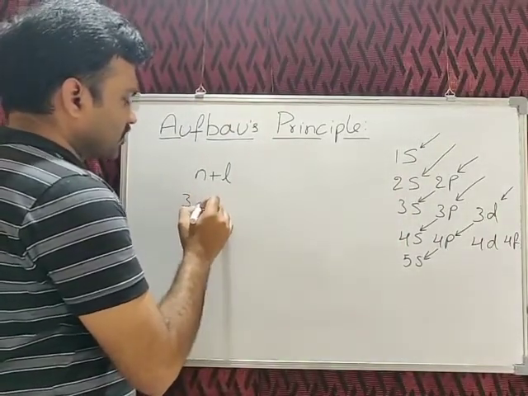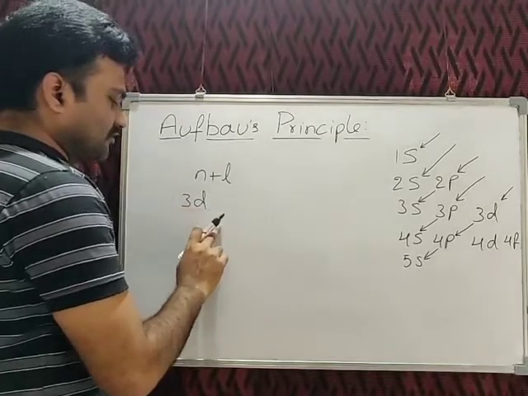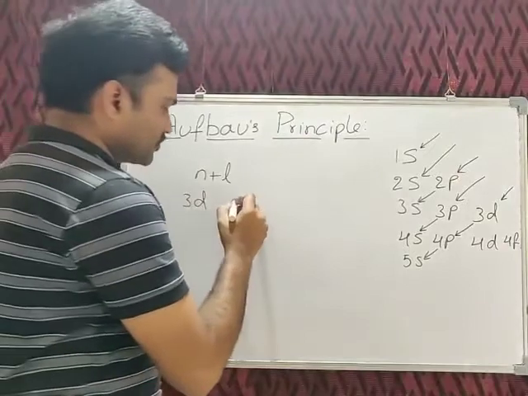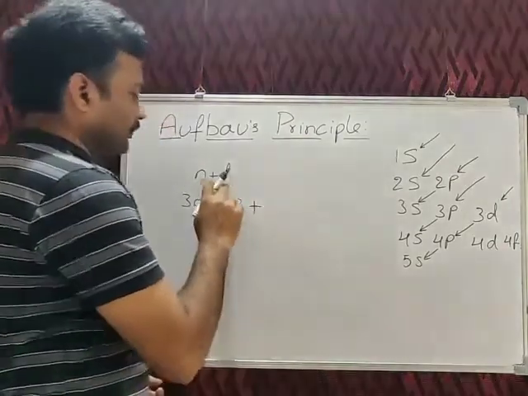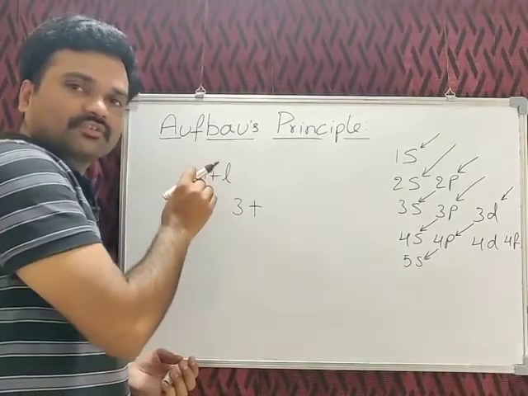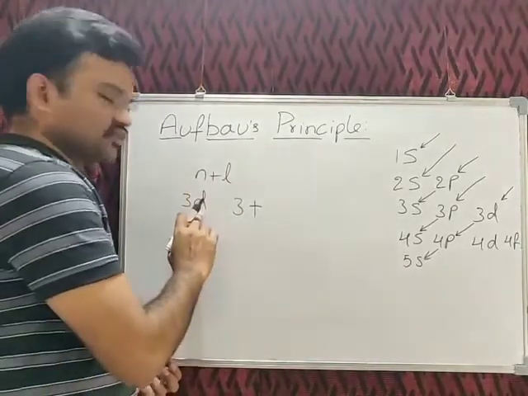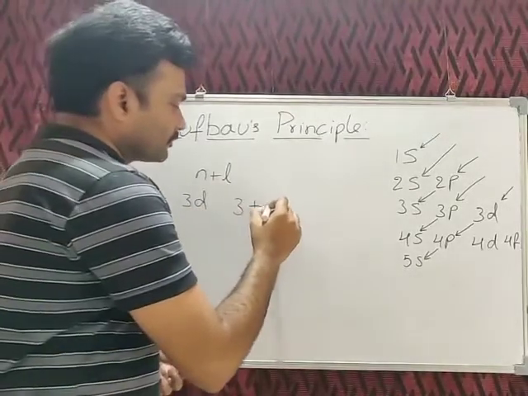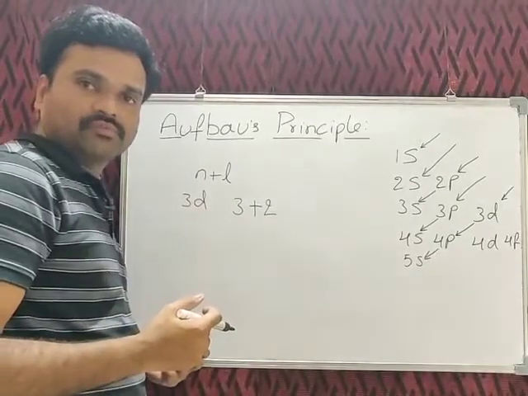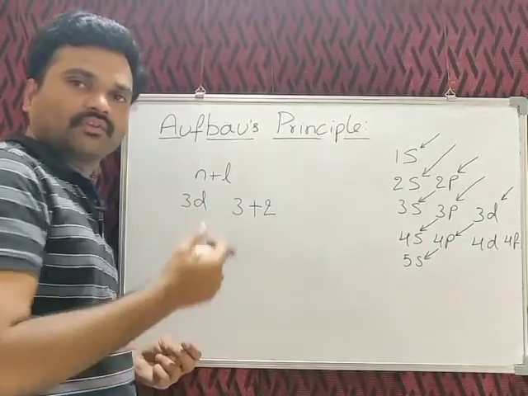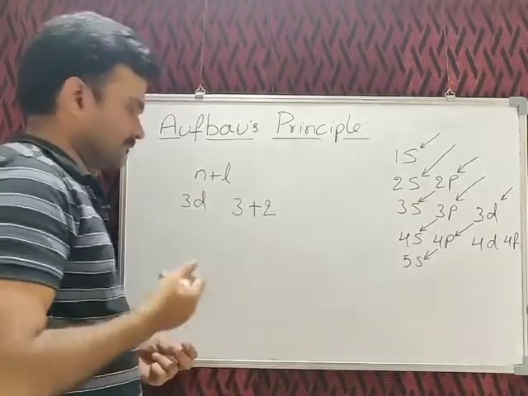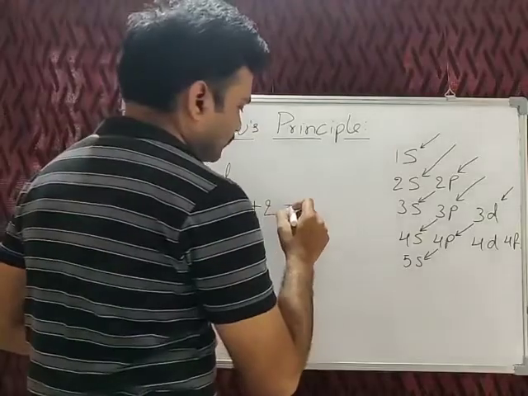If we take the 3d subshell, let us calculate its n plus l value now. The n value represents the main energy level, that is 3. The l value is the azimuthal quantum number, which is given by the subshell in which that electron is. Here the subshell is d, so the l value will be 2. If the subshell is s, the l value is 0, as we know. If it is p, the l value is 1. If it is d, the l value is 2. If it is an f subshell, the l value will be 3. Now here, as it is d, its value will be 2.